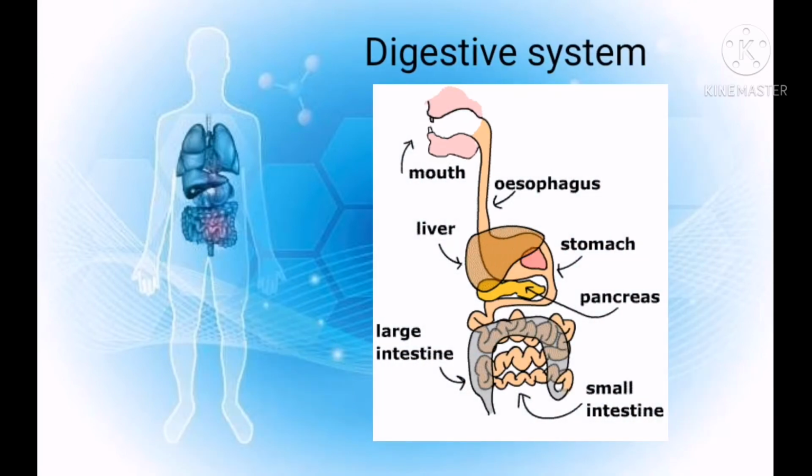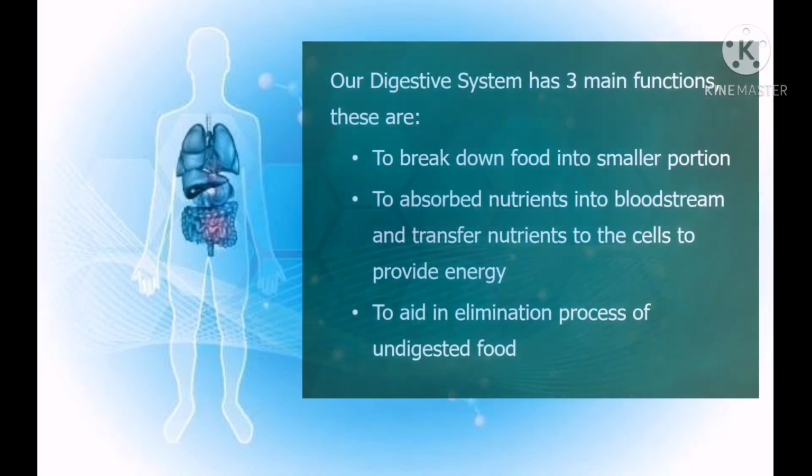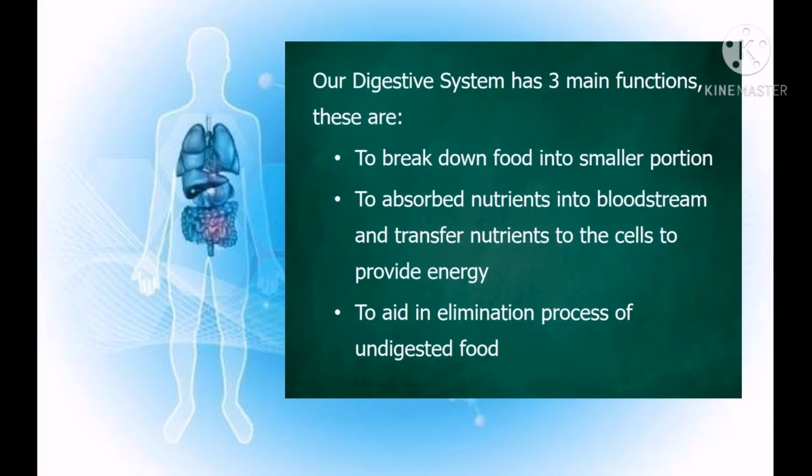Your digestive system is uniquely designed to turn the food you eat into nutrients which the body uses for energy, growth, and cell repair. The digestive system is also composed of organs working together to get nutrients from the food we eat. Our digestive system has 3 main functions. These are to break down food into smaller portions, to absorb nutrients into the bloodstream and transfer nutrients to the cells to provide energy, and to aid in the elimination of undigested food.